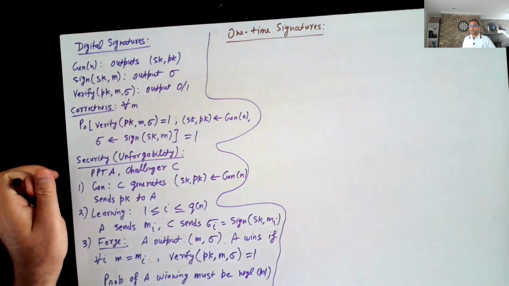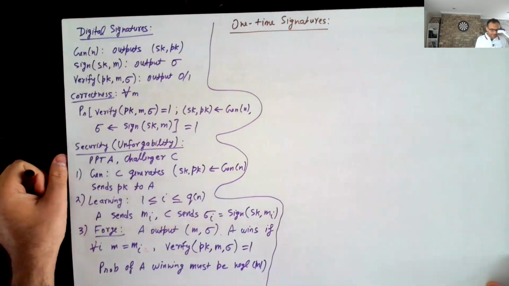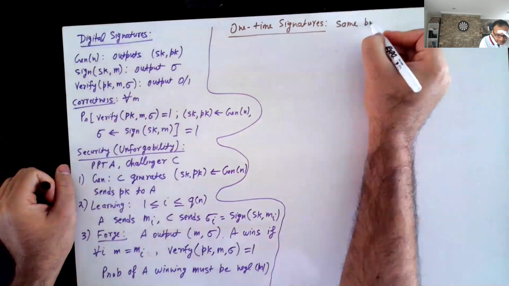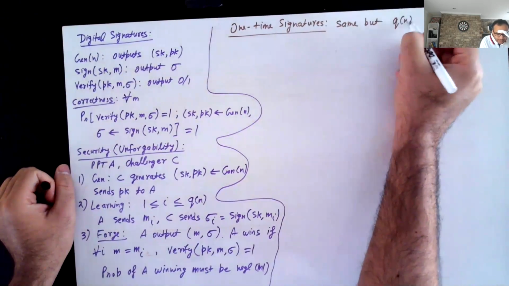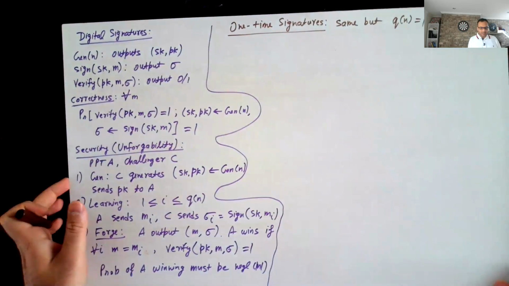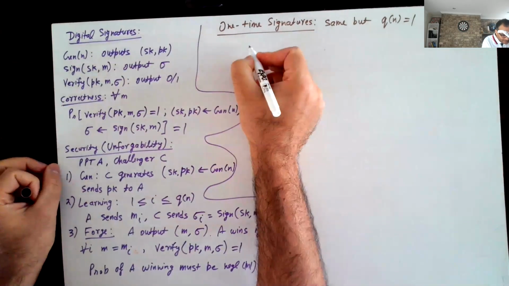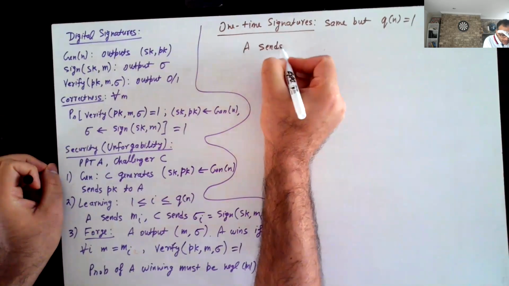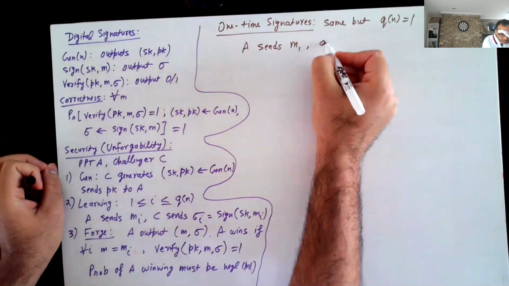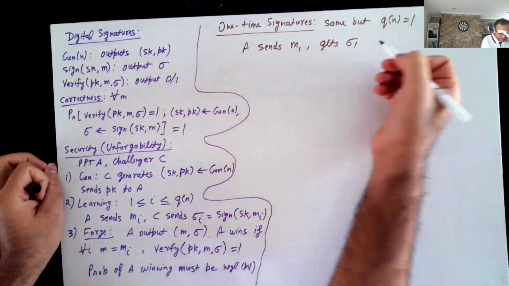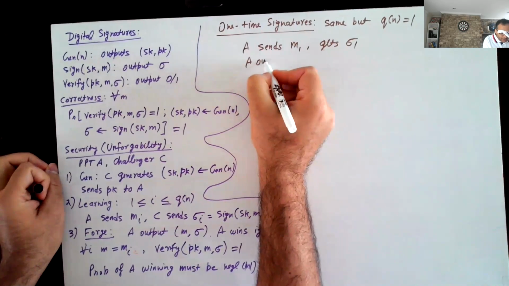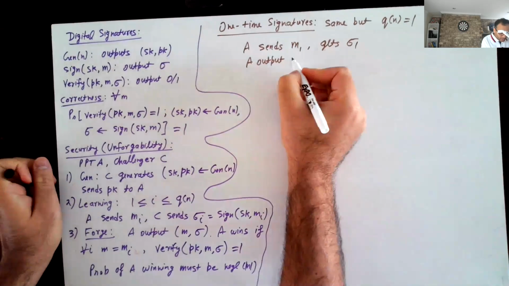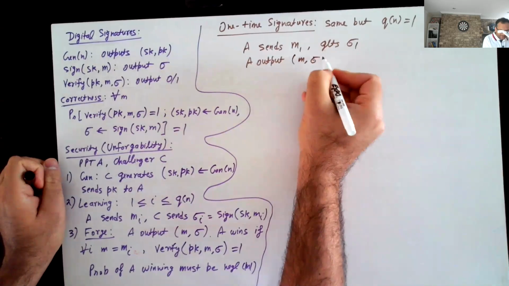And here the adversary only gets to make a single query. So here, which is the same, but the bound on the number of queries is 1. So in other words, A sends M1, gets sigma 1. Then immediately after that, A doesn't get the opportunity to make any more queries. A has to output M and sigma right away.